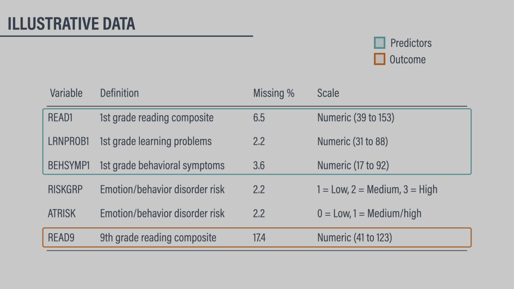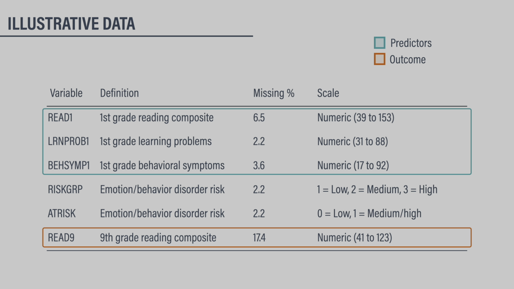So let's dig a little bit deeper into these two specifications. To make the illustration more concrete, I'll use data from an educational study. The data and the analysis scripts are on the project's webpage. The file includes assessments of broad reading in first grade and ninth grade. The data also contain teacher ratings of behavioral symptoms and learning problems from the first grade, as well as a categorical classification indicating risk for emotional or behavioral disorders.